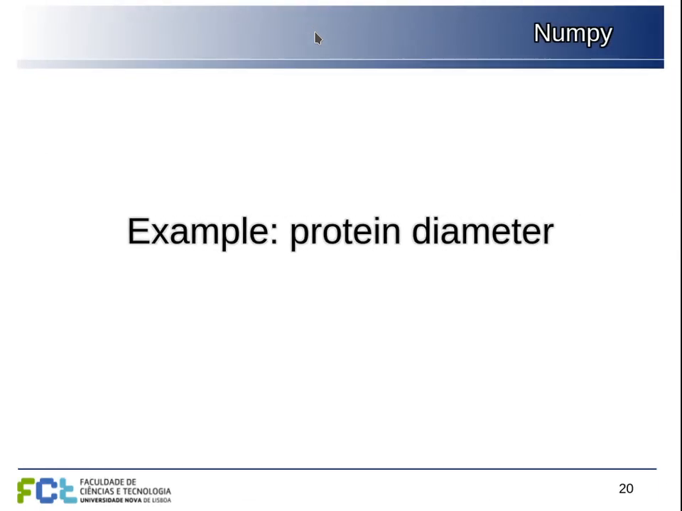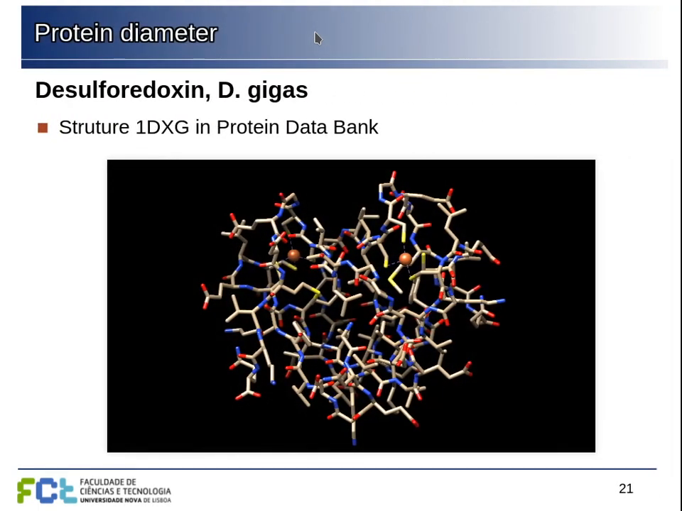Okay, so let's see here an example. We're going to compute the diameter of a protein. This would be the example I'm going to use. This is the sulforedoxin from the Desulfovibrio gigas. You can find this structure in the protein data bank if you want to look it up, but we are not going to worry now about these protein data bank structures and so on. I'm going to talk a bit about that in the introduction to structural bioinformatics at the end of the semester.